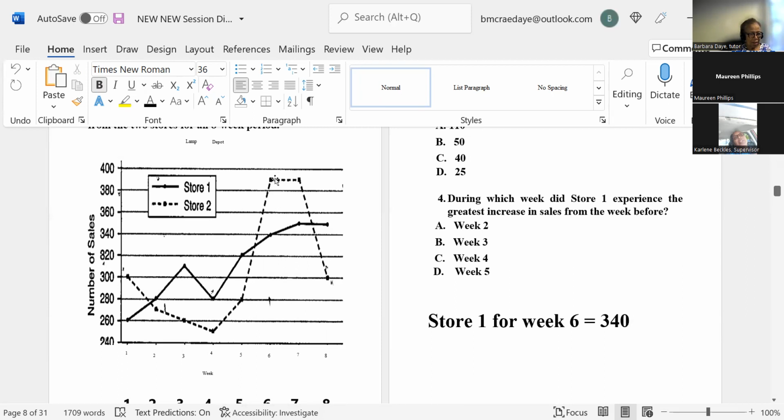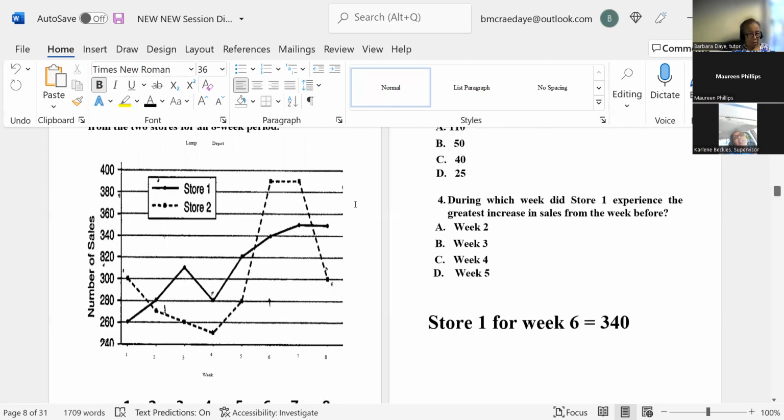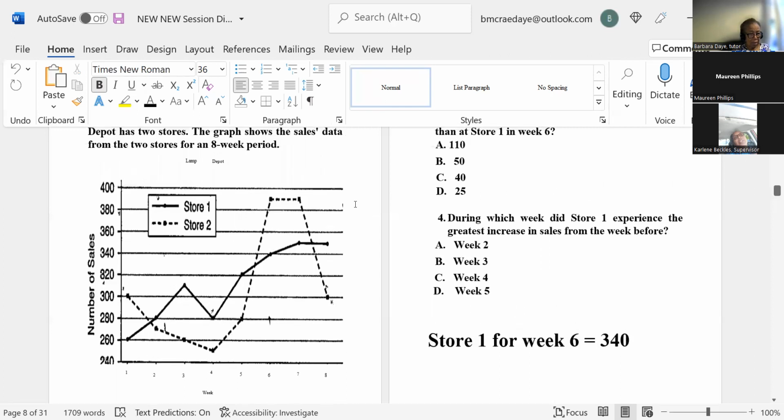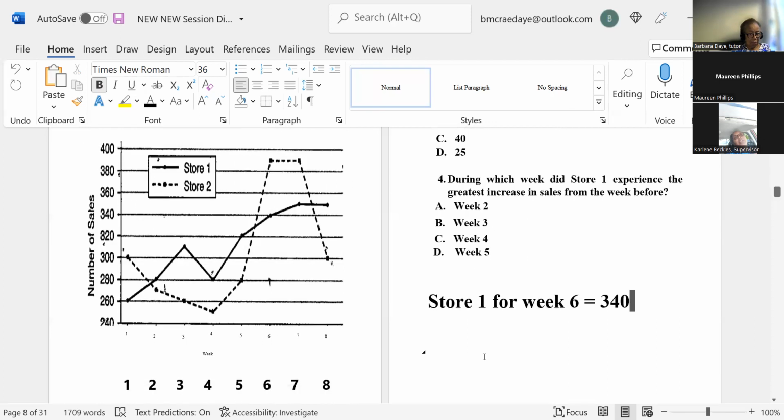385. But it's more than 380. Yeah, it's between 380 and 400, about midway, right? So it would be midway between 380 and 400, 390. Yeah. Okay. So that would be 390.